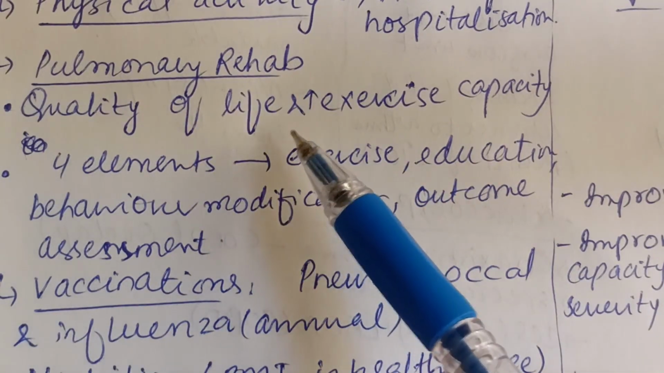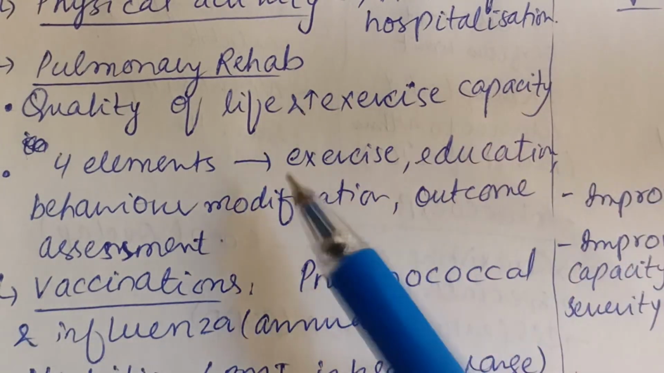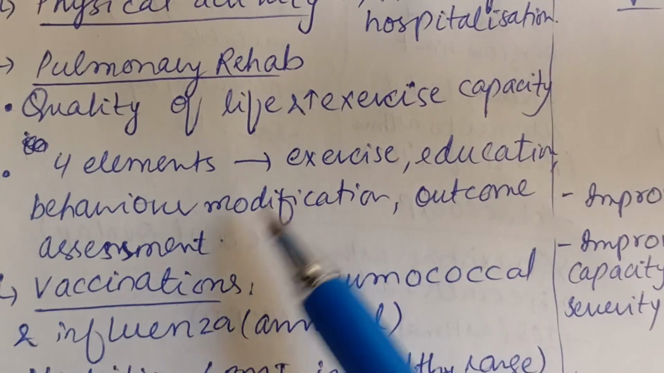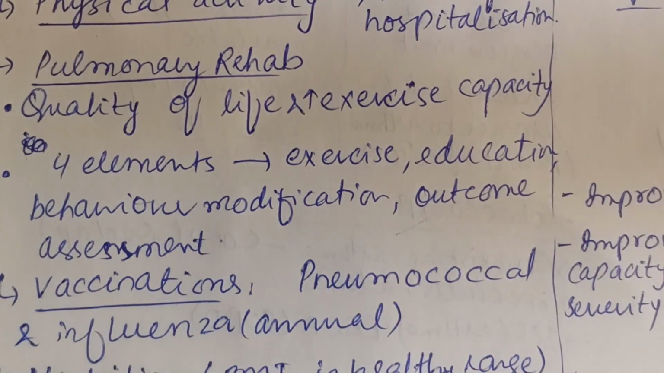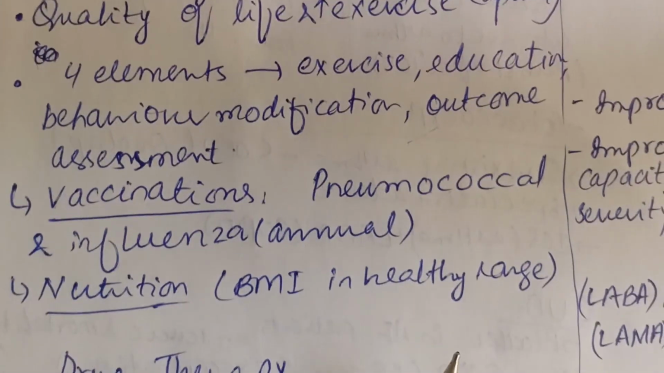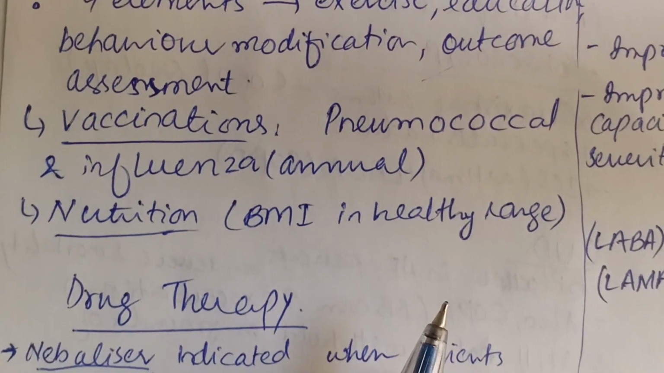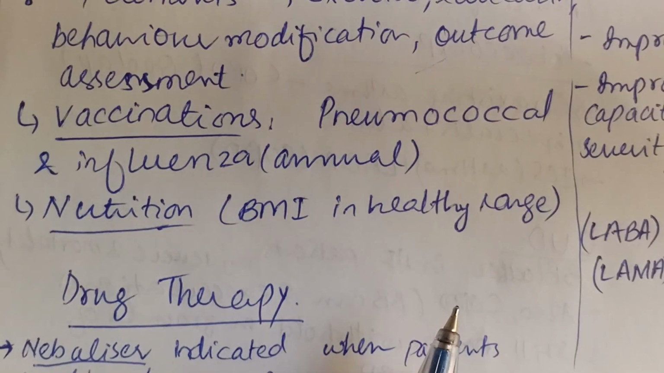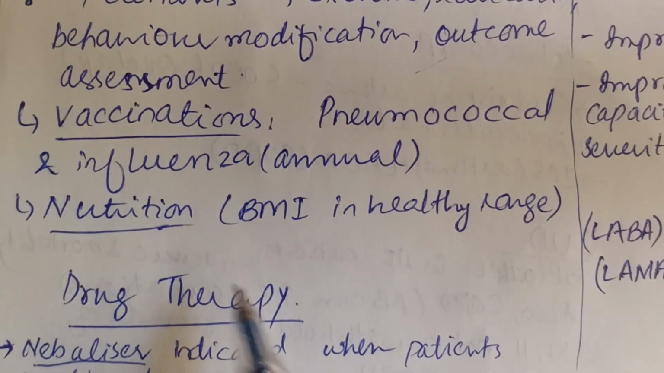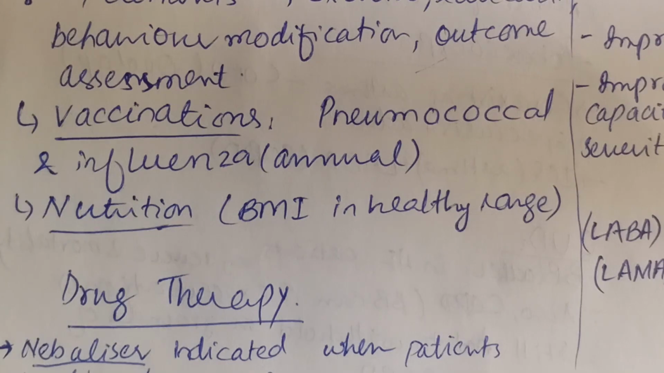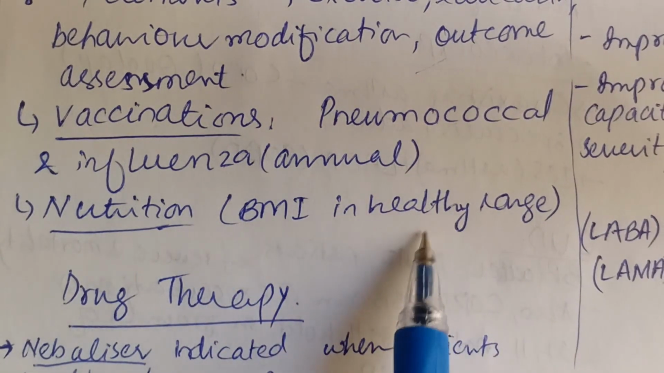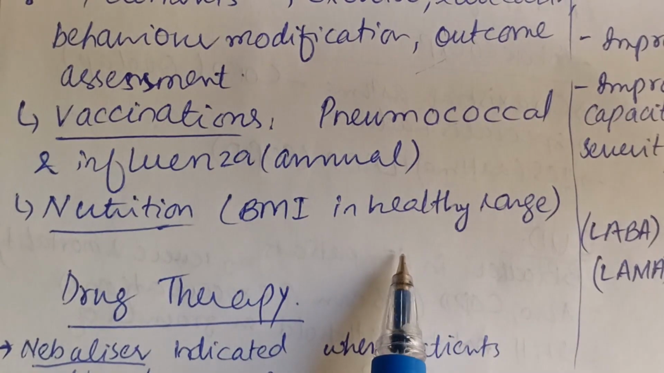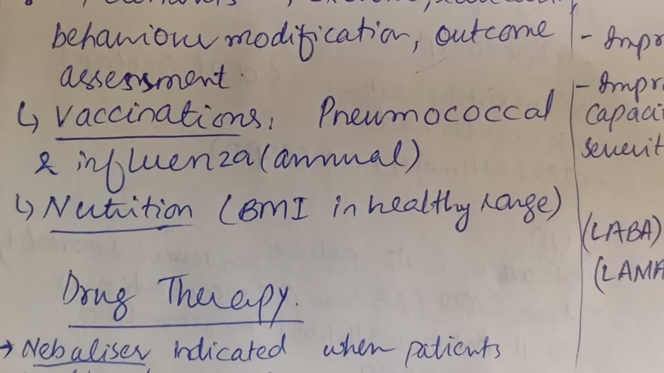It increases the quality of life and increases the exercise capacity. Actually, it comprises exercise, education, behavior modification, and outcome assessment. See, patients with COPD need vaccinations for pneumococcal and influenza because they are at higher risk for contracting these infections. Nutrition, BMI: these patients should maintain their BMI in the healthy range, and they should maintain good nutrition. So these are the general measures.